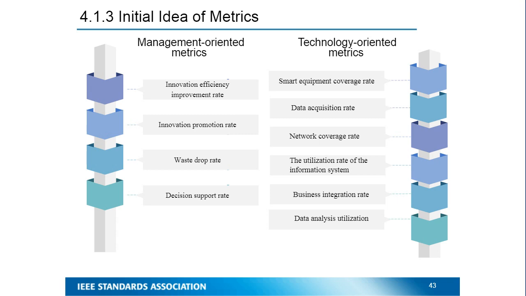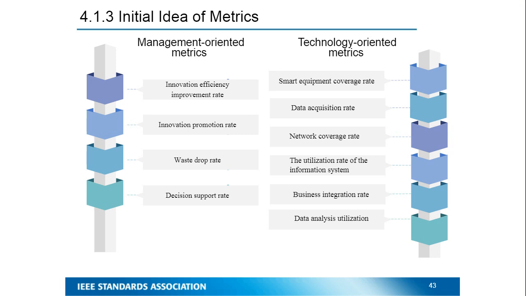Here, the working group also derived the initial consideration of performance metrics from both management and technology perspectives. In particular, for management-oriented metrics, the working group focuses on innovation efficiency, improvement rate, innovation promotion rate, waste drop rate, and decision support rate. Most of these are from the ISO 9000 point of view, taking management into consideration, because smart manufacturing is not only influenced by technology, but also changes the way that management goes. For the technology-oriented metrics, the working group considers the smart equipment coverage rate, data acquisition rate, network coverage rate, the utilization rate of the information system, the business integration rate, as well as data analysis utilization.